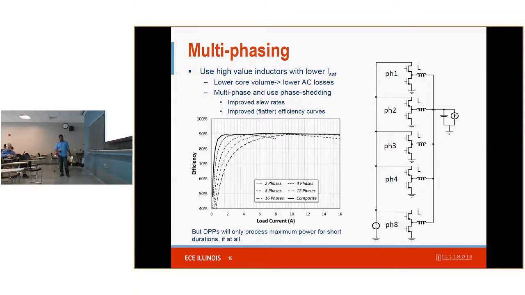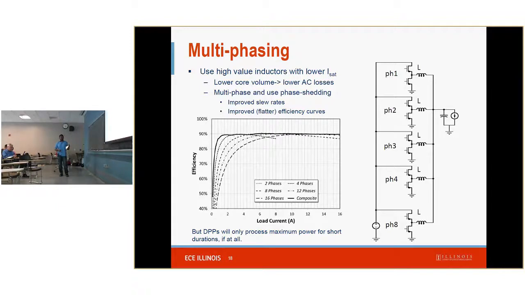And then as my load current increases, I'm going to add more phases to the system. So eventually, for a 16-phase system like Intel's FIVRs, I have a very flat efficiency curve around 90%. So yeah, we can build on this multi-phasing technique for light load efficiency improvement.